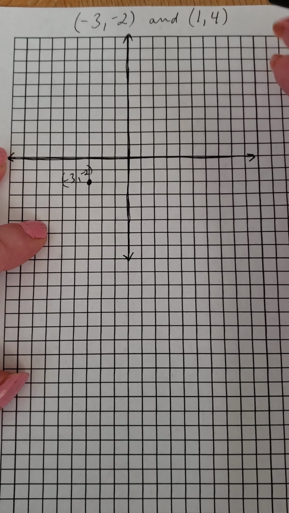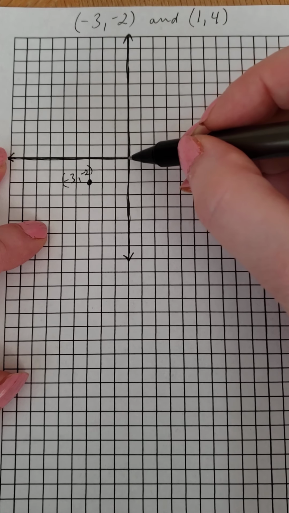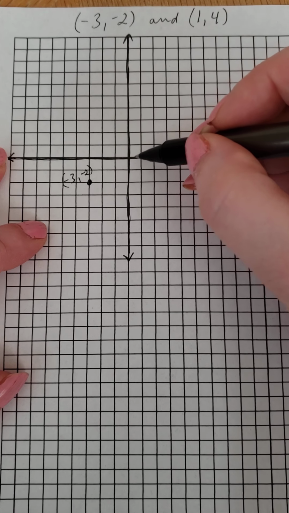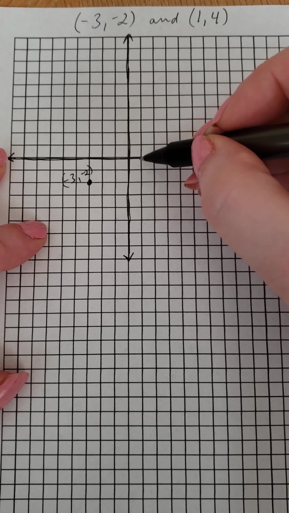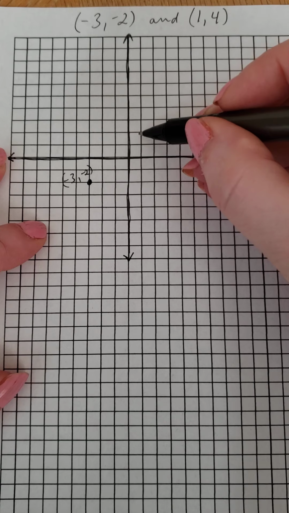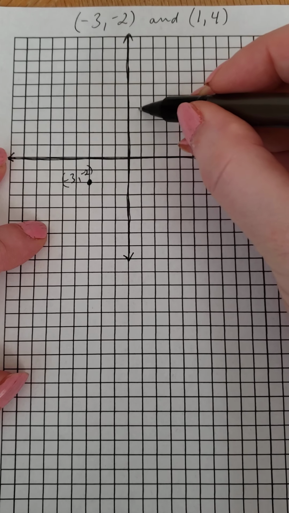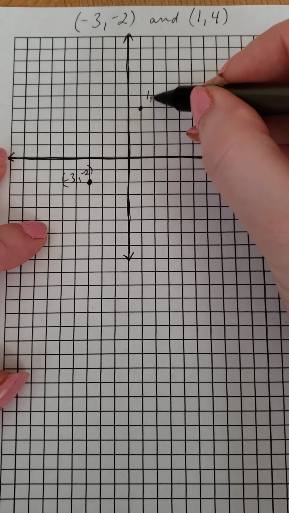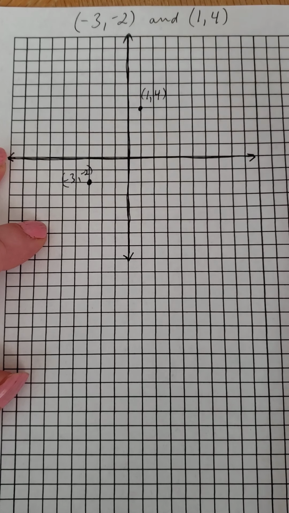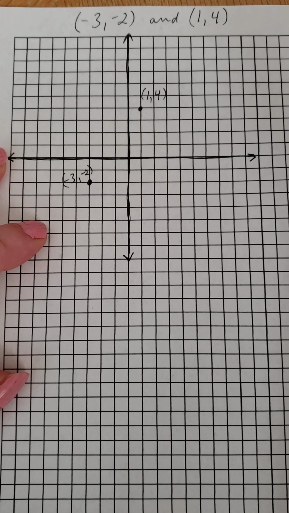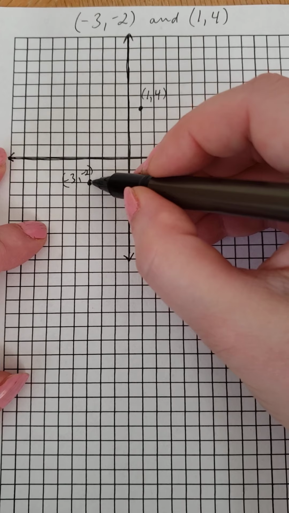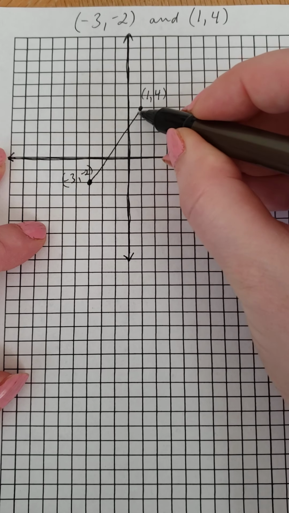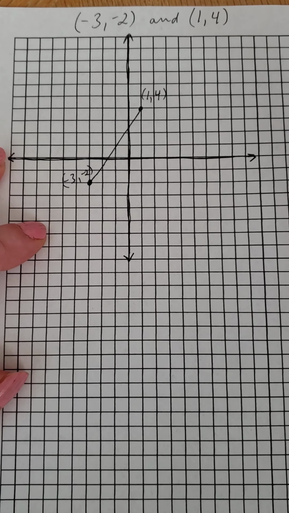Okay, 1, 4. So we're going to go from the middle again at the origin. We go over 1 to 1, and then 1, 2, 3, 4, up 4. So this is 1, comma 4. Okay, and now we're going to find that distance. So I'm going to draw my line, and notice it's diagonal.